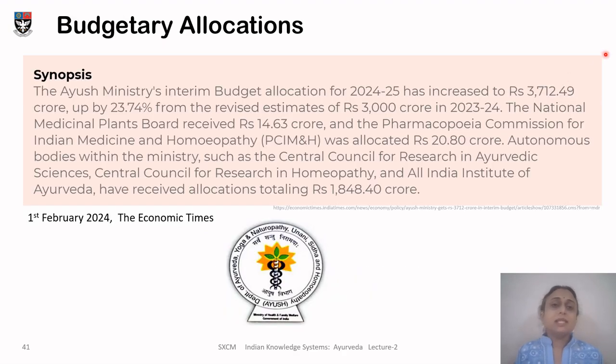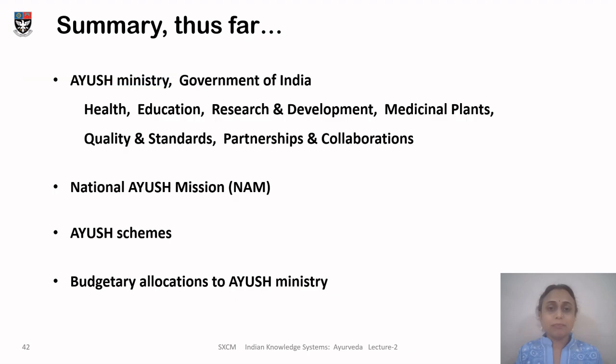Not just this, but the central government also allocates a sizable portion of the budget for promotion of Ayush. So in 2024-25, almost a 24% increase in budgetary allocation to the Ayush Ministry was observed. And this helps promote all these government schemes and also to maintain the affordable healthcare services through the NAM initiative of the Government of India.